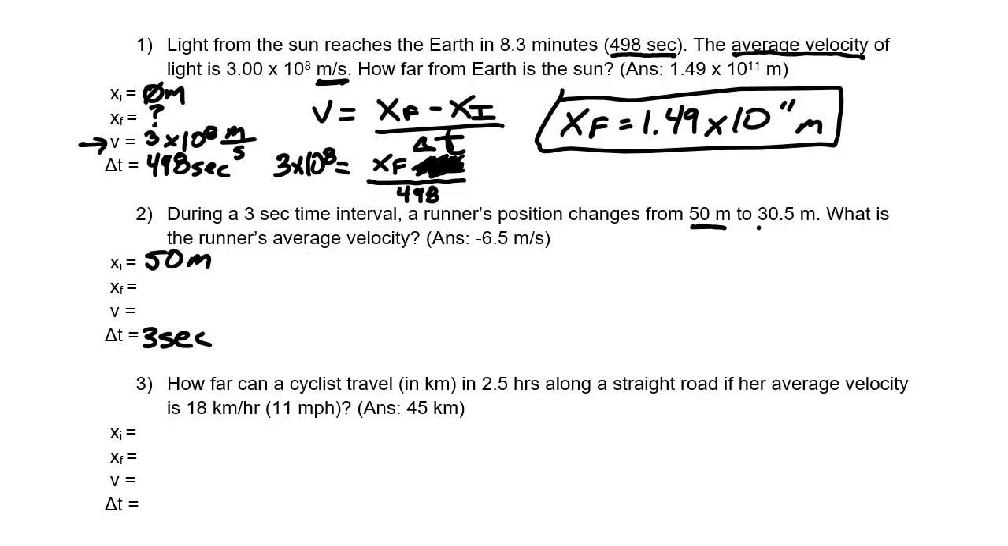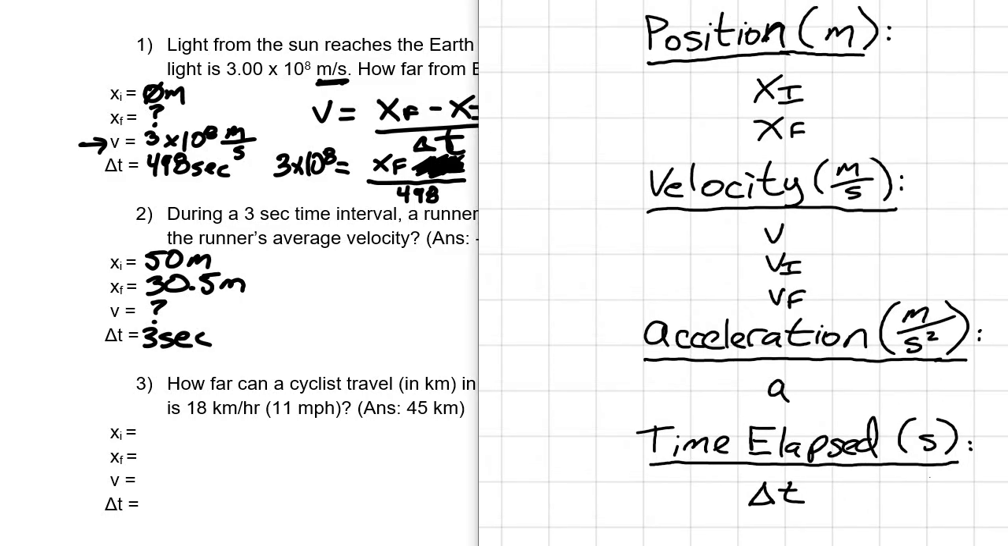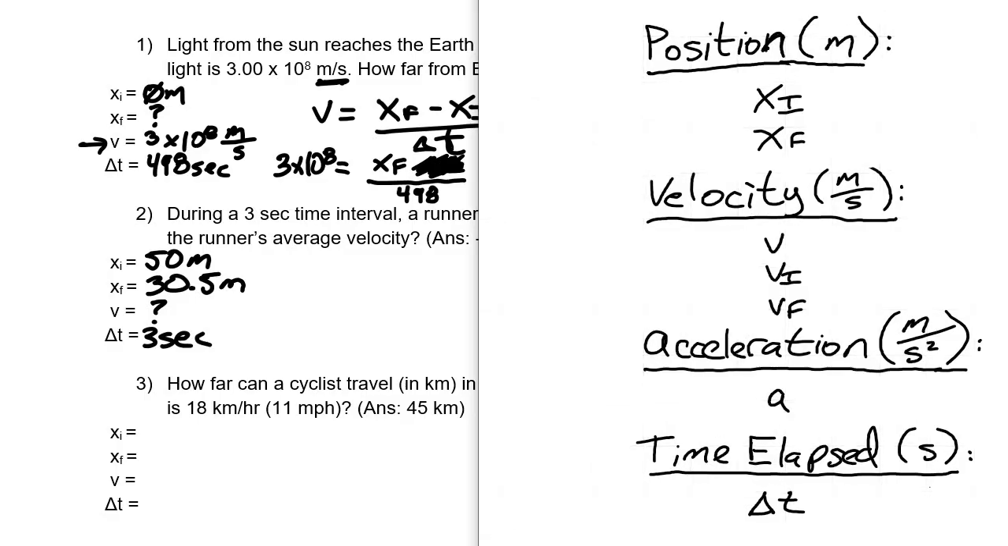And what about this 30.5 meters? Well, that's where he's ending up, right? Or she, or whatever the sex is of the runner. And it's asking us, what is the runner's average velocity? Oh, that's what we're trying to find. Just to really clarify this, the position is going to be measured in meters. We do have time measured in seconds, and our velocity, the units should be meters per second.